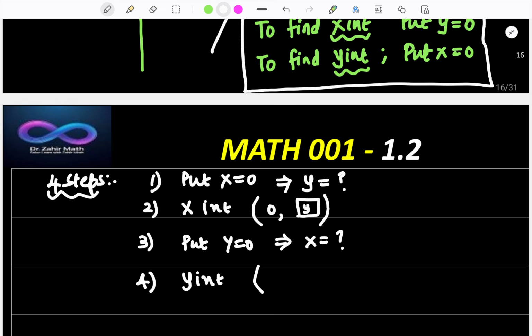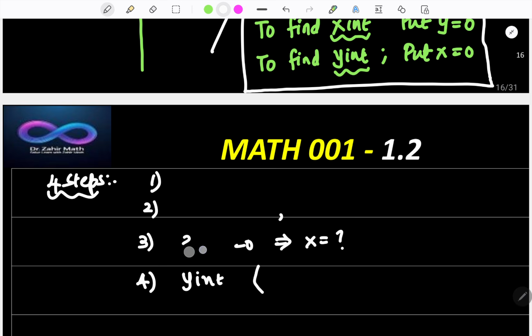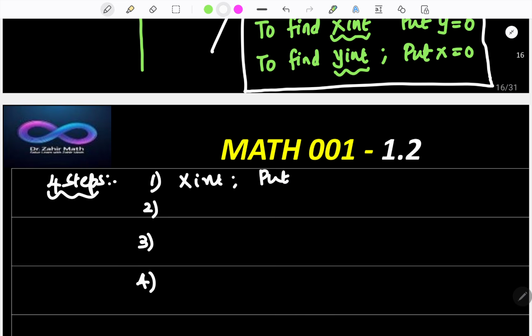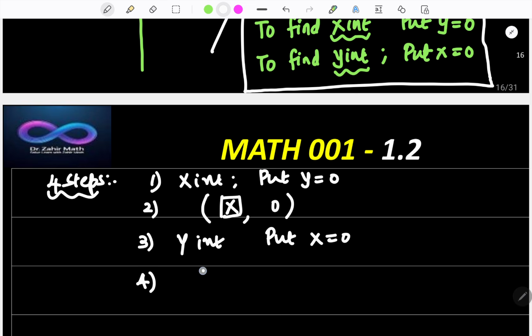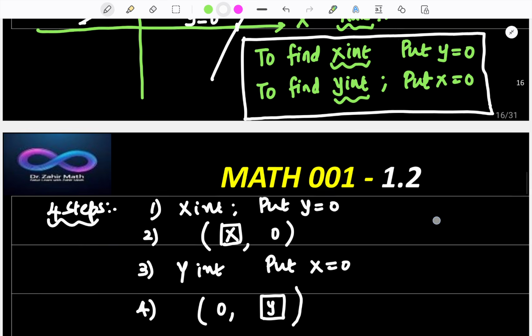Let me go with the order, because if I go like this, maybe you will forget. First is the x-intercept. Put y equal to 0. This is the first step. It means you are going to get x. Next is for the y-intercept. Put x is equal to 0. Then your answer will be x is equal to 0, and you get y. You remember like this. This is very simple. So these are the 4 steps you are going to give. Clear, everybody?